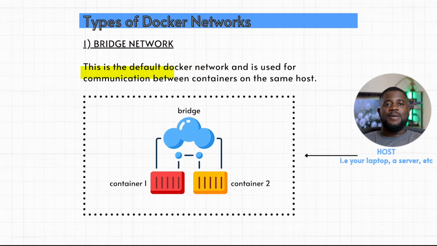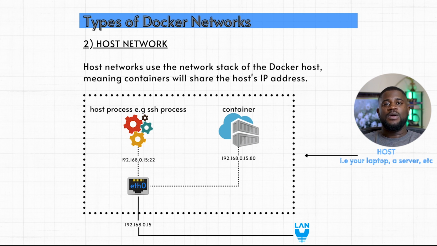Now let's dive into the different types of Docker networks. First, we have the bridge network. This is the default network type and is used for communication between containers on the same host. And bridge networks are ideal for simple applications that run on a single Docker host. Next, we have the host network. Host networks use the network stack of the Docker host, meaning containers will share the host's IP address. And the host can be a remote server, your laptop, and so on. This is useful for scenarios where performance is critical and network overhead needs to be minimized.